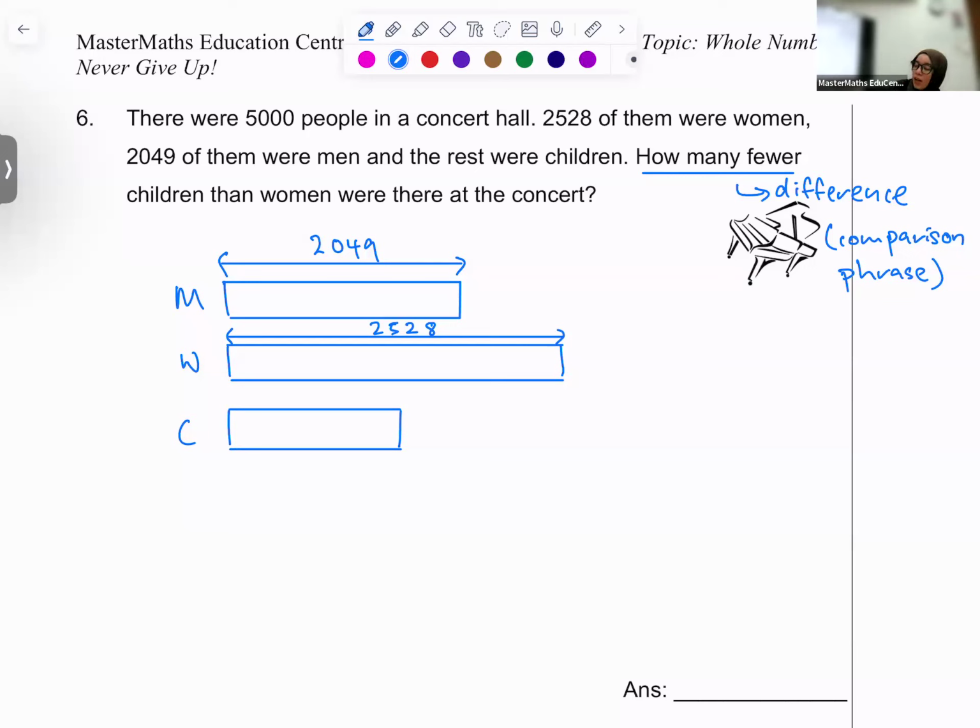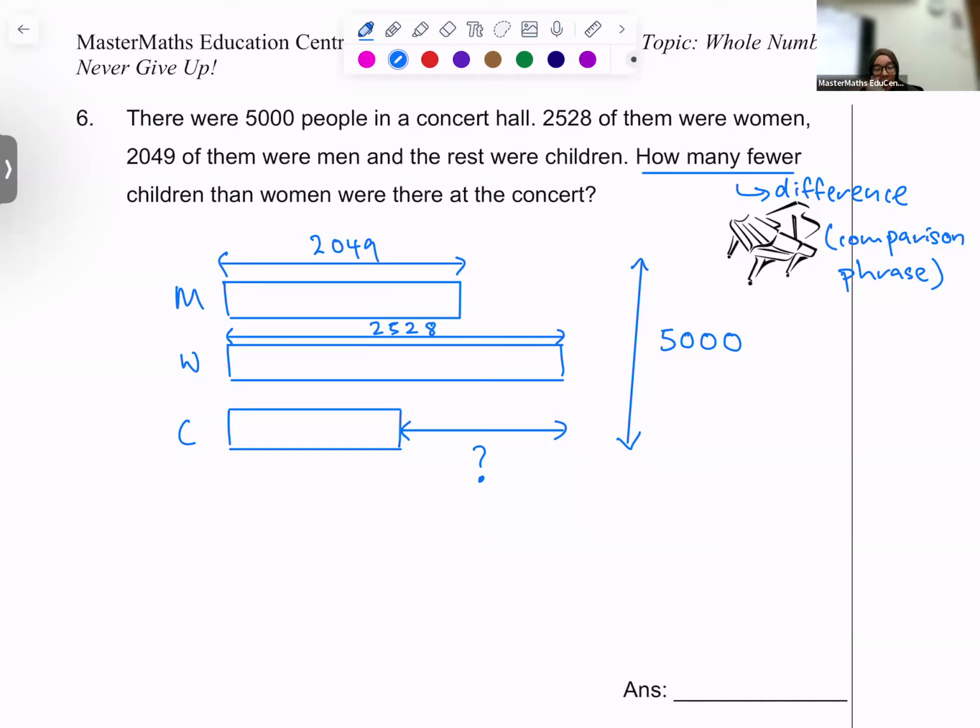Okay, guys. So we want to know the difference. Where is the difference? The difference is the gap between women and children. This is what we need to find. So there's another detail here, which is our all together. How many people are there all together? 5,000. Excellent. There are 5,000 people all together. So what we're looking for is this part here, the difference.